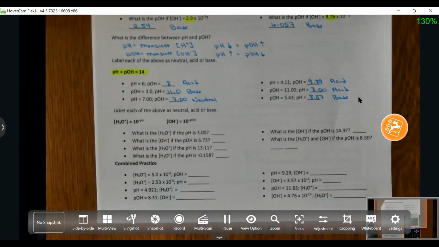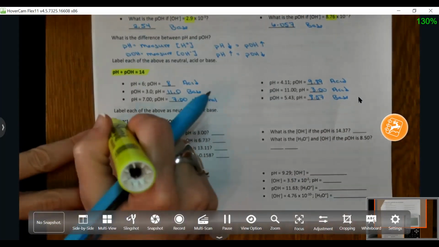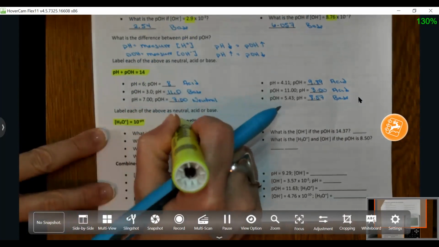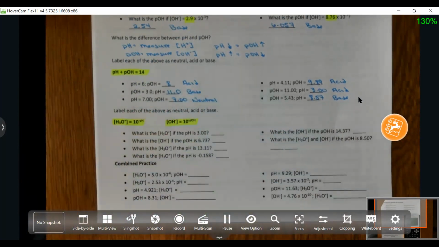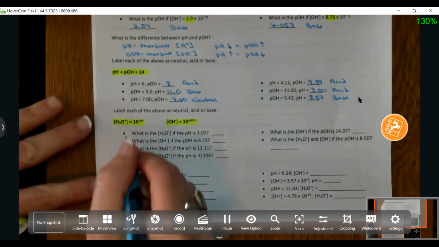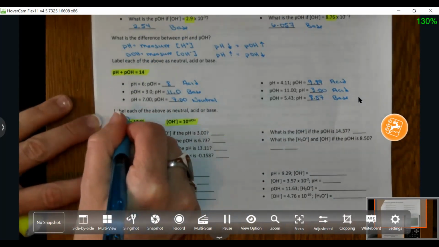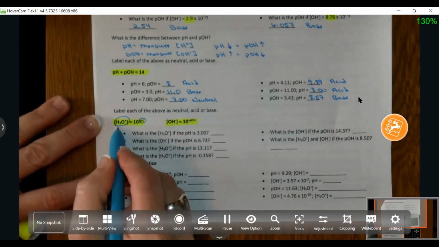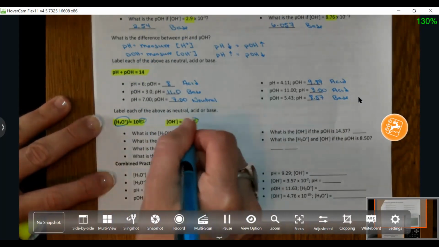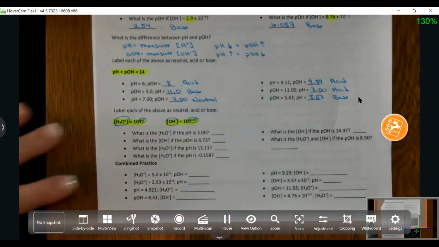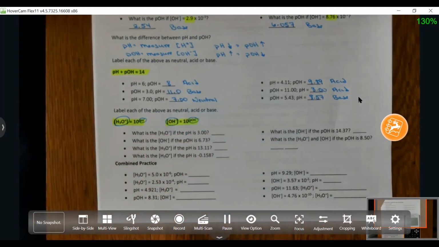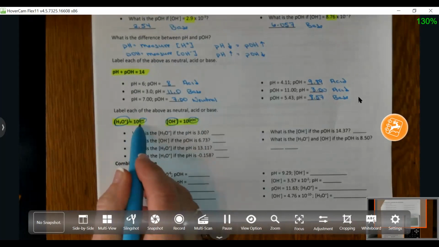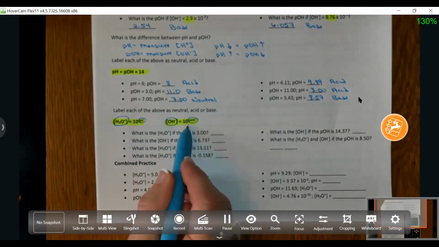So our next set is when we are going to try to find our ion concentration. So this is where we're given the pH or the pOH. Now remember, these have to match. So if I'm given the pH, I would be finding the hydrogen ion concentration. If I'm given the pOH, I would be solving for the hydroxide ion concentration. Now this is going to be 10 to the negative pH or 10 to the negative pOH.